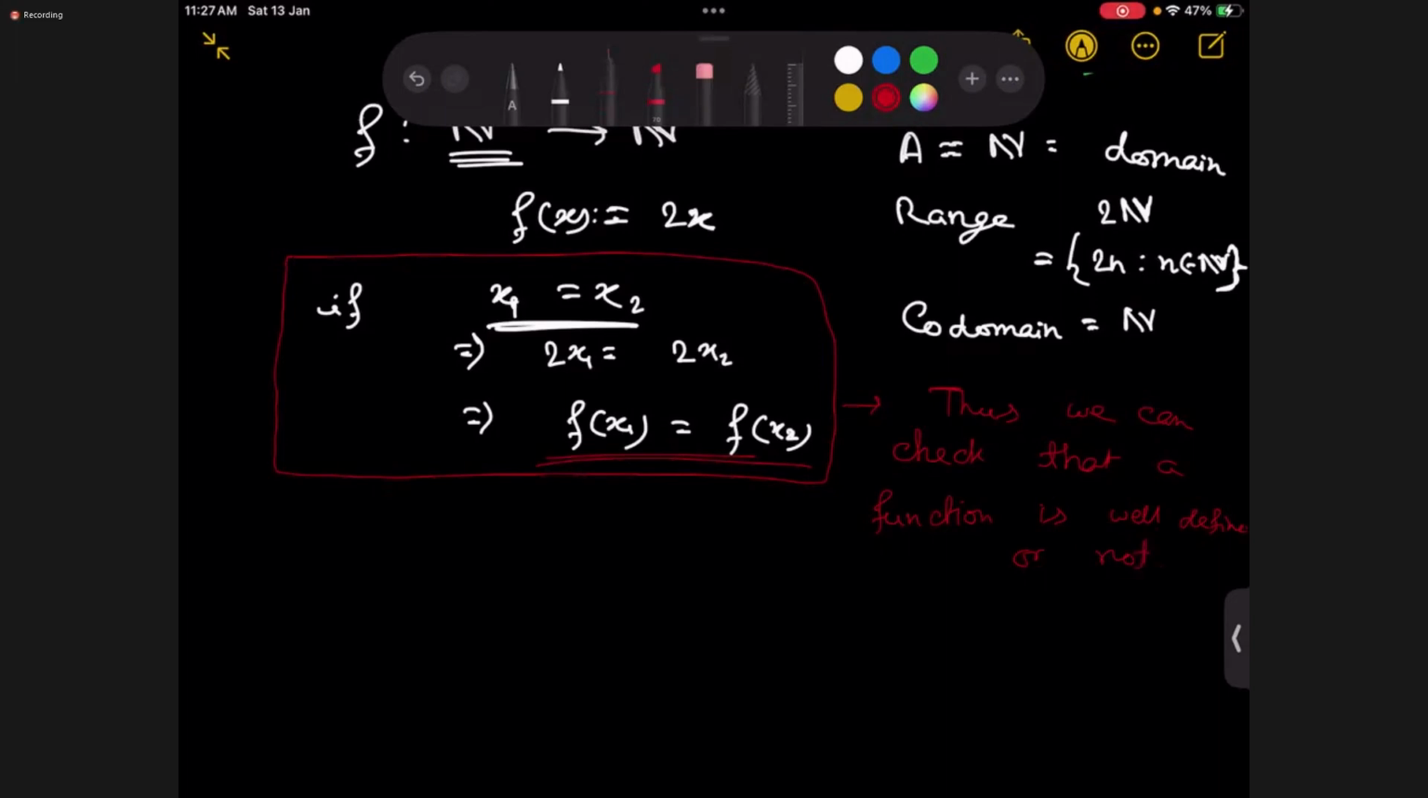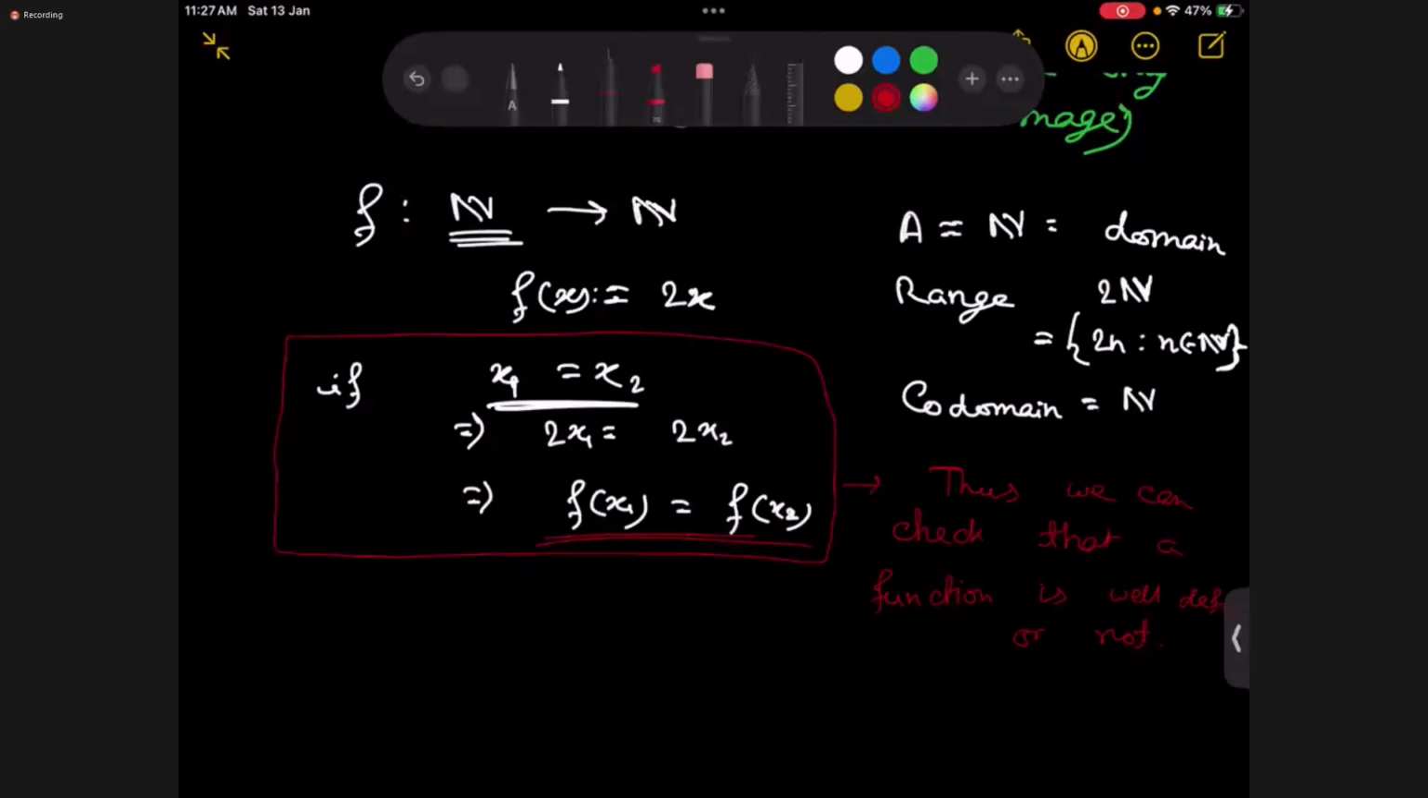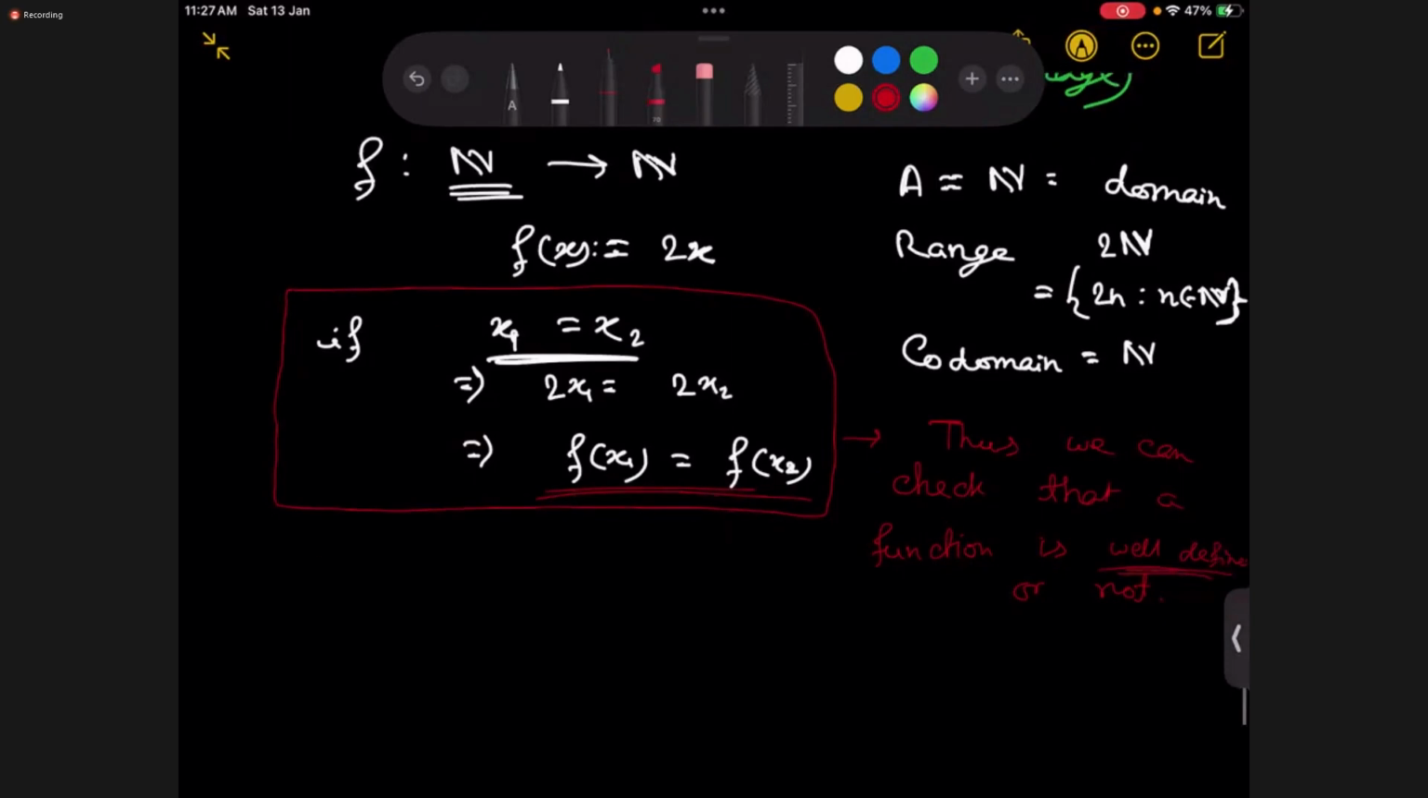So thus we can define whether the function is well defined or not. Well defined means that we can define the function, or we can call it a function. This is the meaning of well-definedness: that we can call this relation a function. So by this process we can check whether the function is well defined or not.